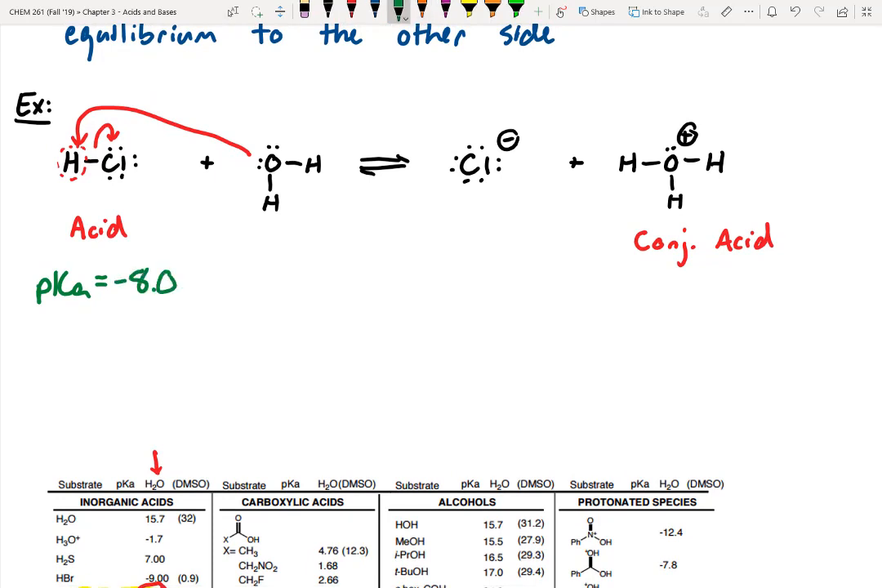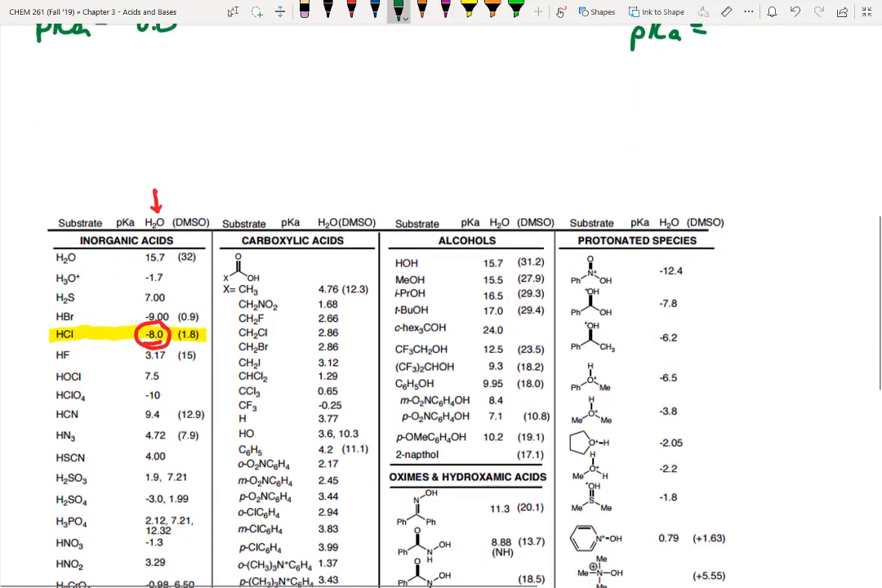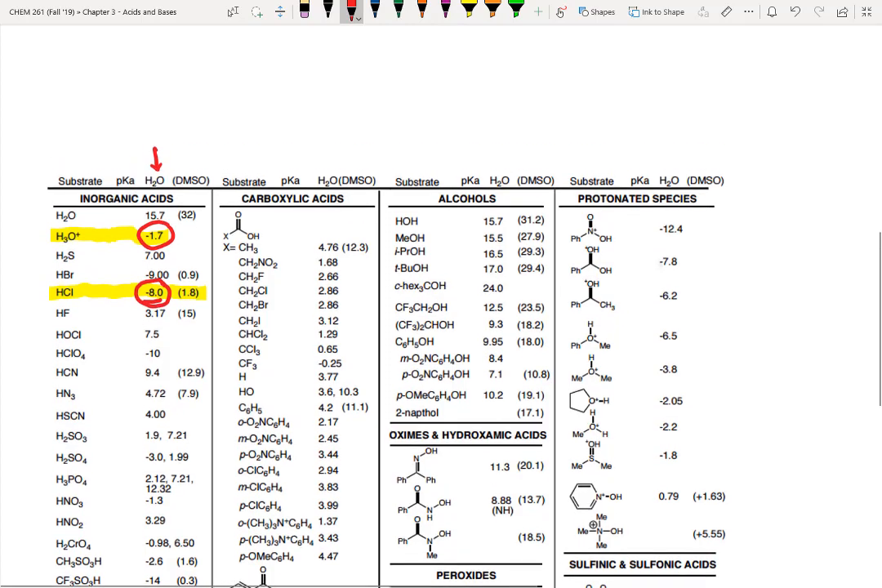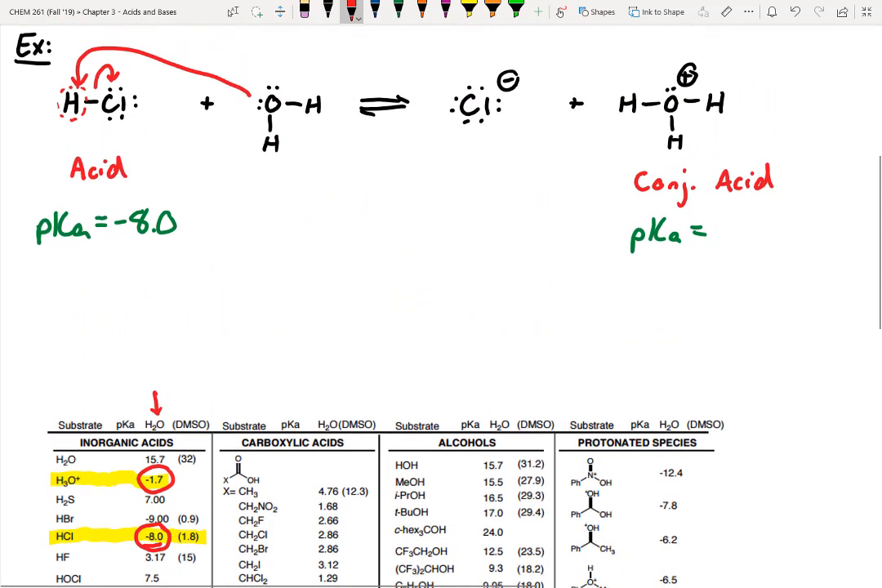That's pretty good, right? We know strong acids have really low pKa's. All right, then we'll go over here and say, all right, what's the pKa of this conjugate acid? Well, we'll go back to our table and we'll say, all right, we've got H3O plus. Aha, it must be negative 1.7. All right, so we'll go ahead and plug that back in.